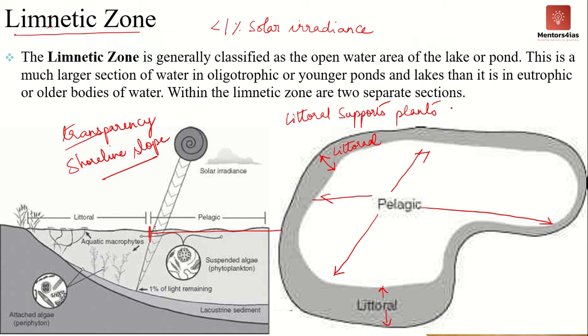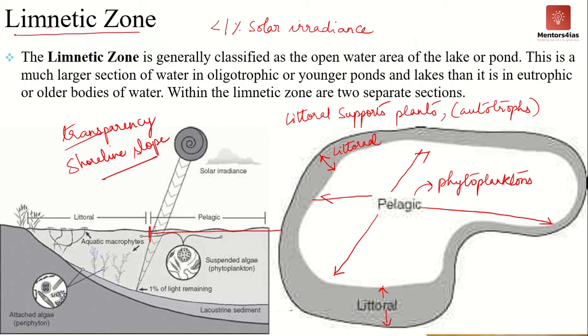But when it comes to the pelagic zone, the only group of autotrophs is phytoplankton, because the amount of sunlight received along the bottom is less than 1%, which is not sufficient to support plant life. So please remember, along the littoral zone you have phytoplankton, plants, periphyton, different kinds of autotrophs. But in the pelagic zone, the only population of autotroph is phytoplankton.